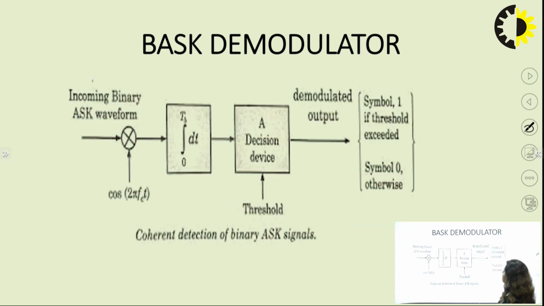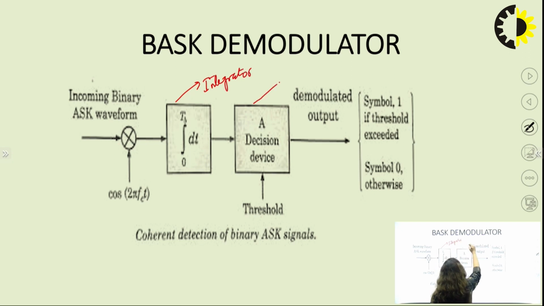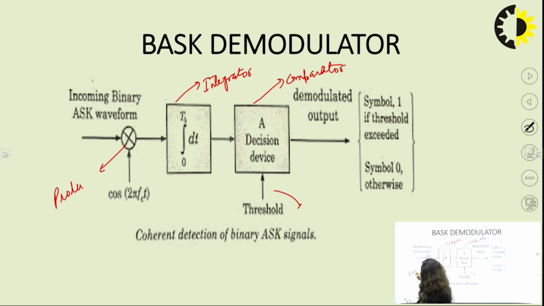Now the demodulation part of the ASK signal. In the demodulation process, we have an integrator circuit and a comparator which has a threshold value. The ASK waveform is multiplied in the product modulator, where a coherent detection technique is used. So the same carrier is used here: whatever carrier we have used at the transmitter, we use the same carrier at the receiver.